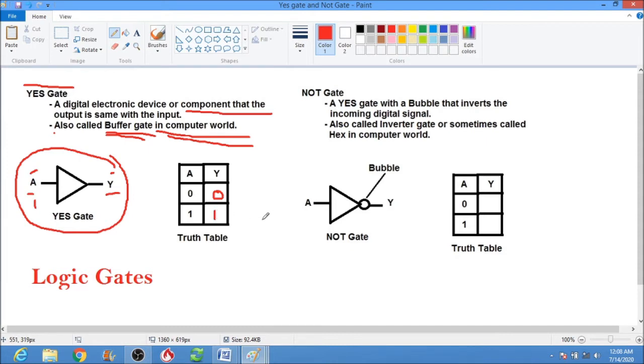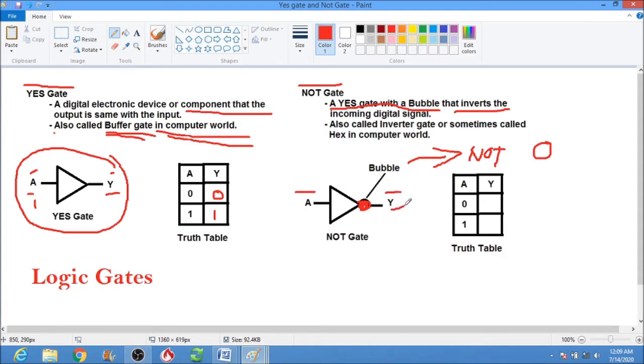The next, not gate. A not gate is defined as a yes gate with a bubble. This is the bubble, meaning this is not. The bubble itself is also a not gate, that inverts the incoming digital signal, meaning if the input is A, the output is not A.